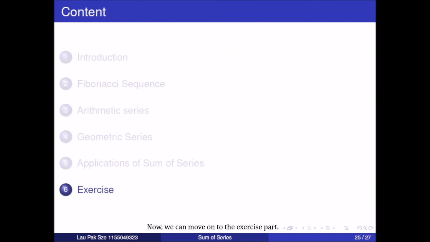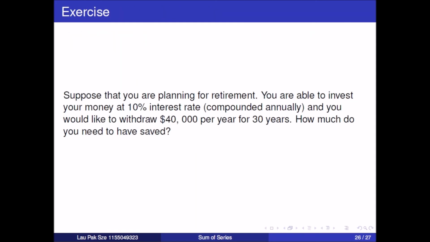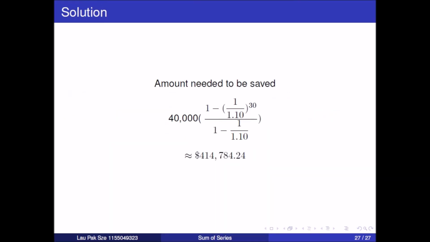Now we can move on to the exercise part. Suppose that you are planning for retirement. You are able to invest your money at a 10% interest rate compounded annually, and you would like to withdraw 40,000 per year for 30 years. How much do you need to have saved?